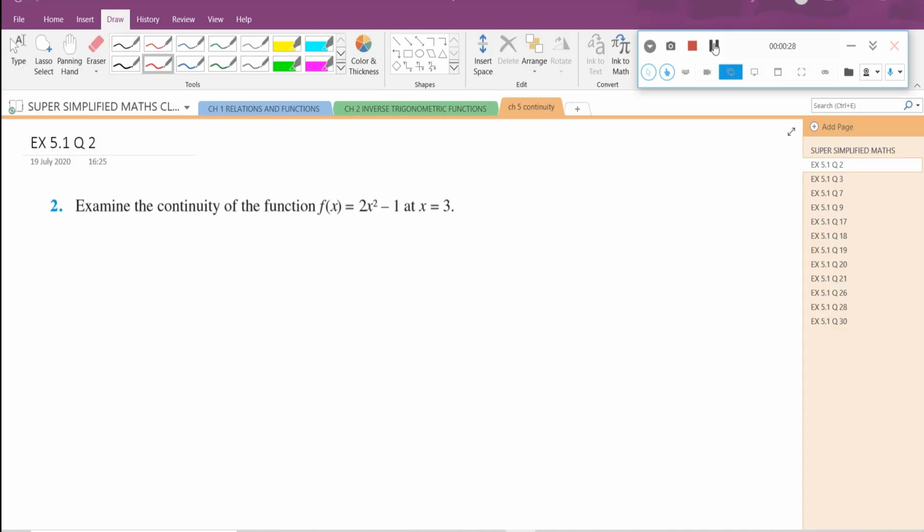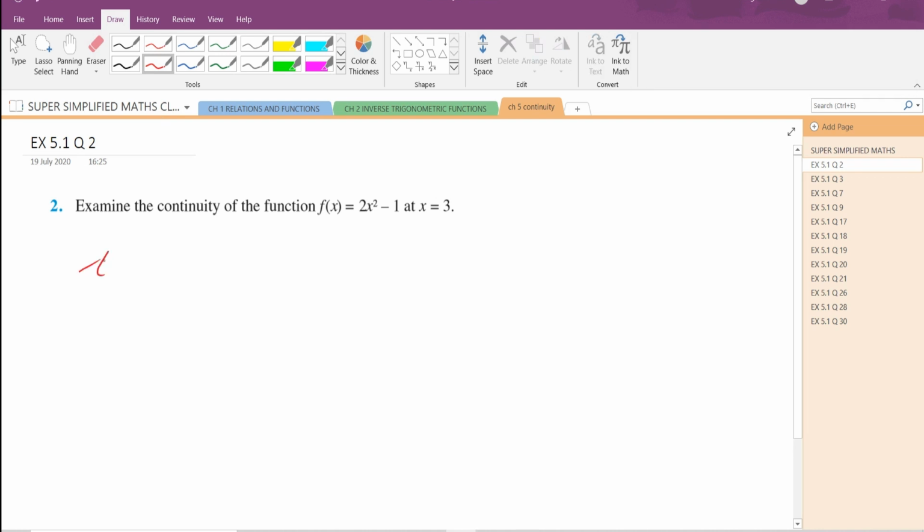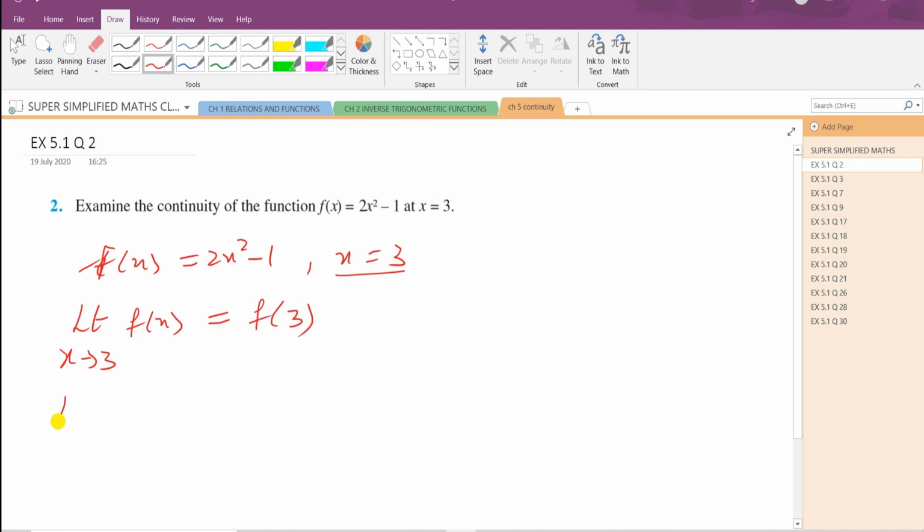Question number 2 says examine the continuity of the function 2x square minus 1 at the point x equal to 3. Now as we know, as per the definition of continuity, if you are checking the continuity at the point 3, then limit as x tends to 3 of the function f(x) should be equal to the value of the function at the point 3. So let us calculate the limit as x tends to 3 of f(x).